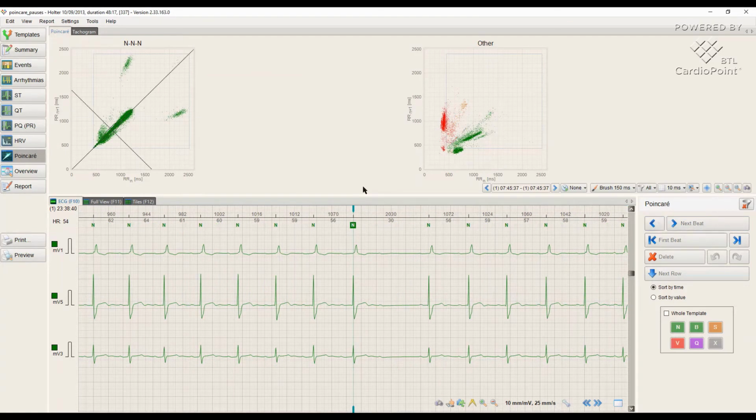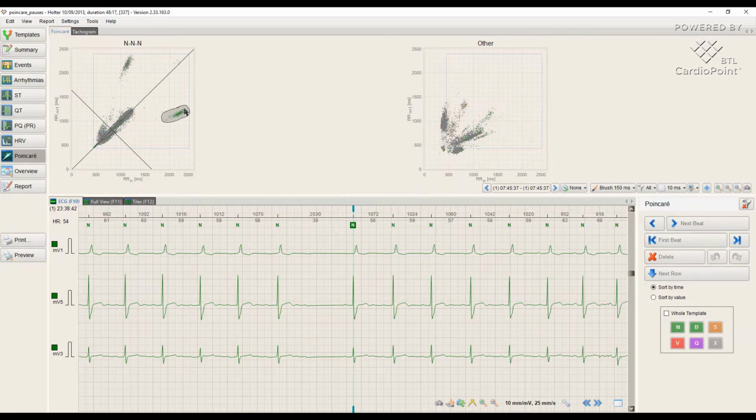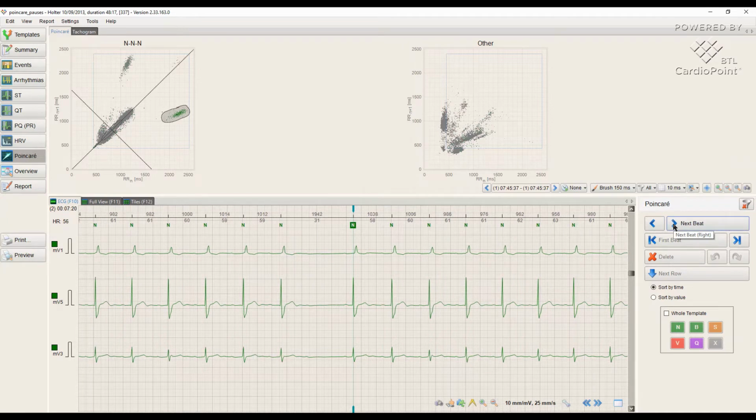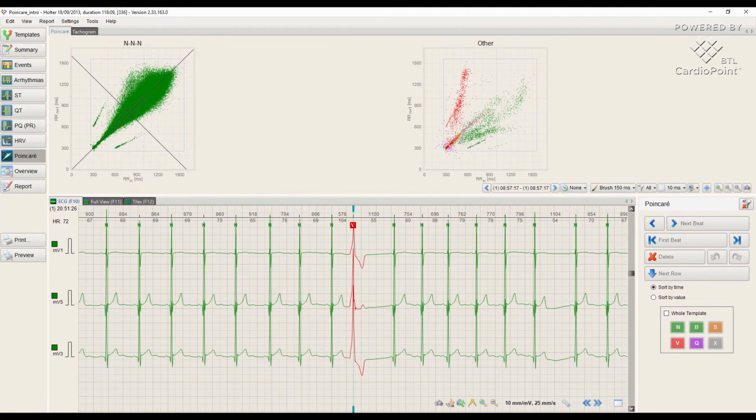And finally, in the third example, we find the presence of pauses in the signal, which we can also select and view on the ECG fragment. Poincare is an instant analysis of the heart rate variability. It shows us the whole Holter recording at a glance.